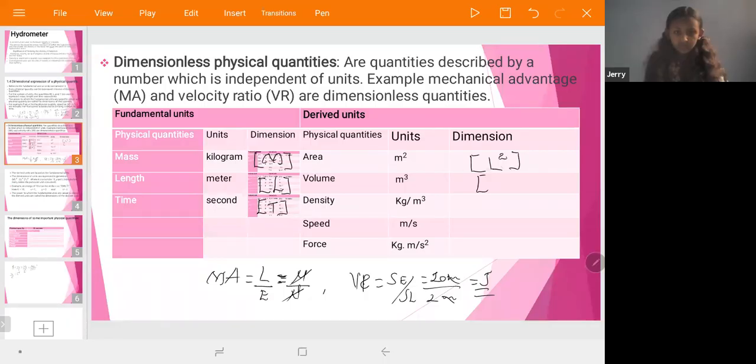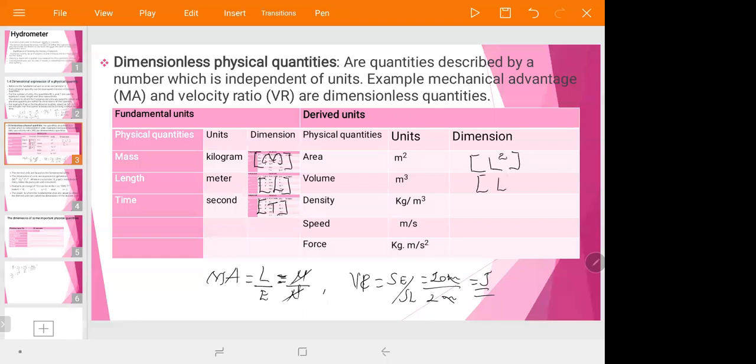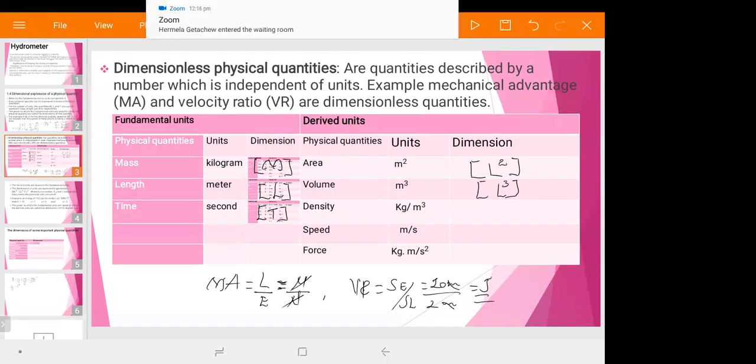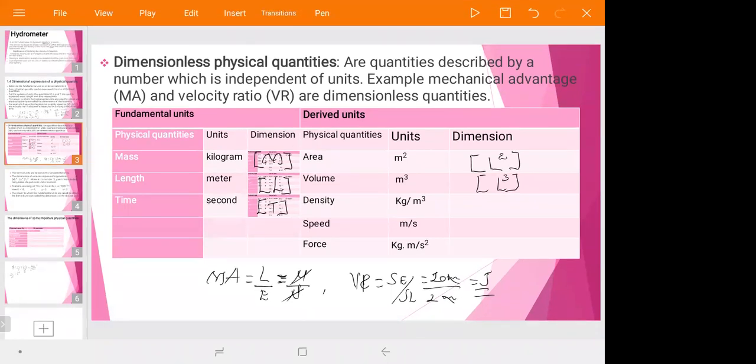Okay, the other one is the dimension of volume, which is equal to L to the power of 3. It is not negative, it is positive. So, for example, volume is equal to length times width times height. Length is length, width is a type of length, height is a type of length. Therefore, the dimension of volume is equal to L to the power of 3, or positive 3.